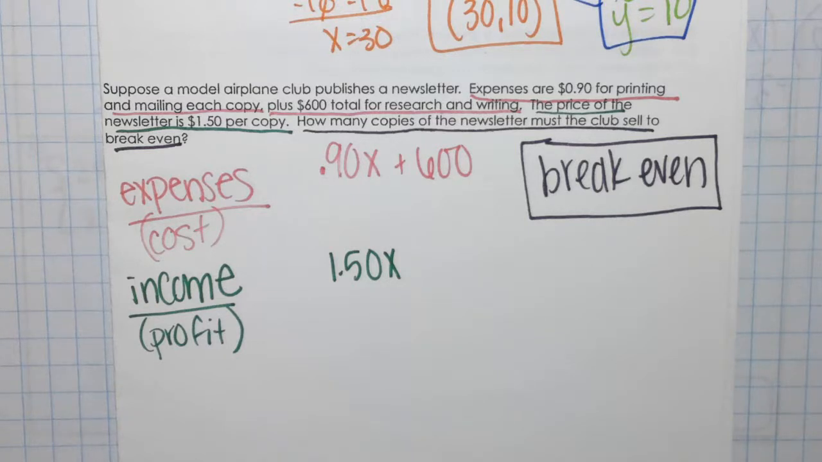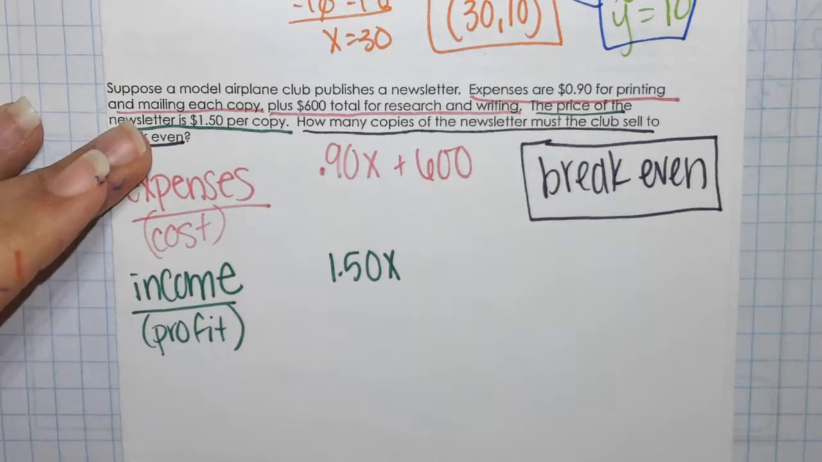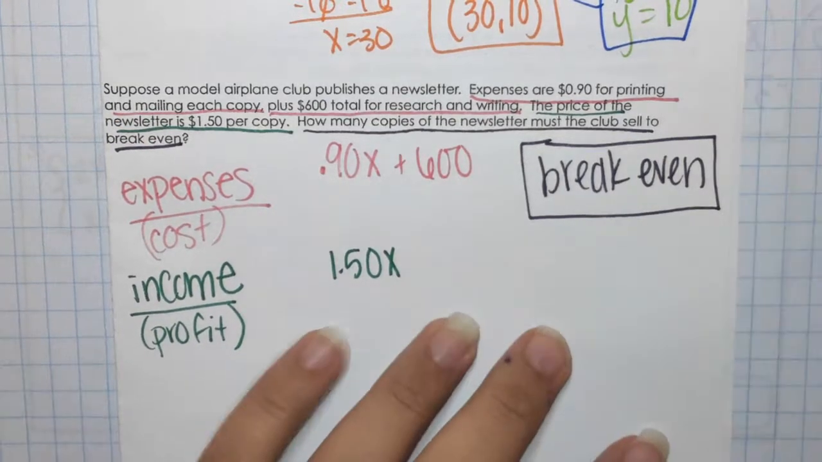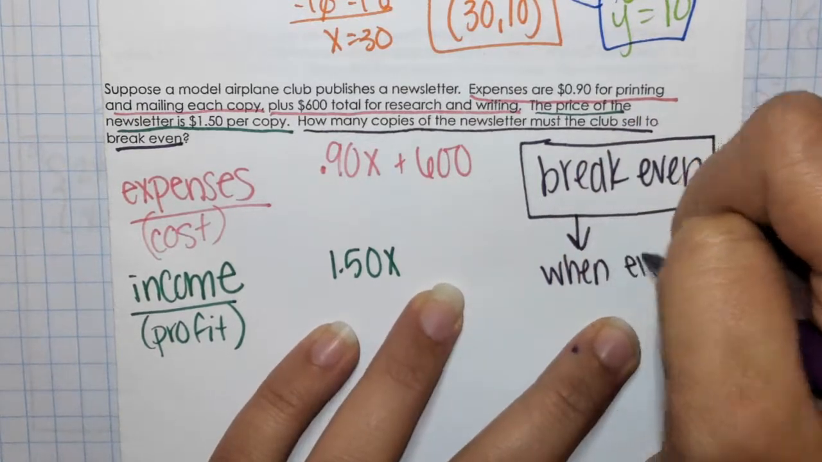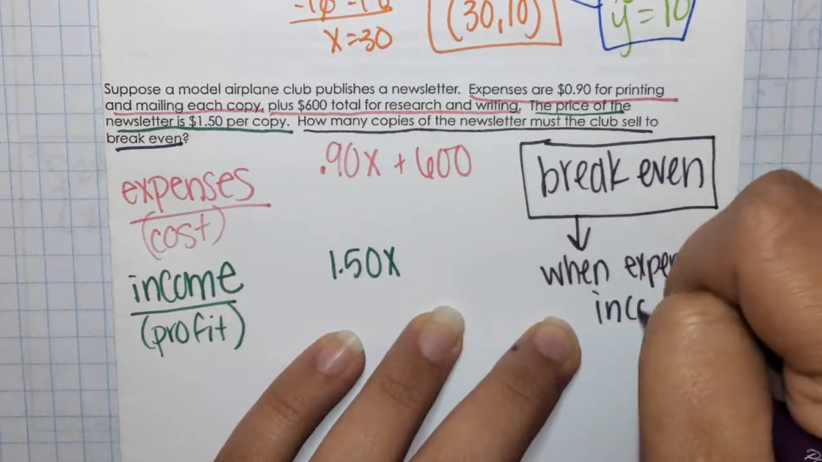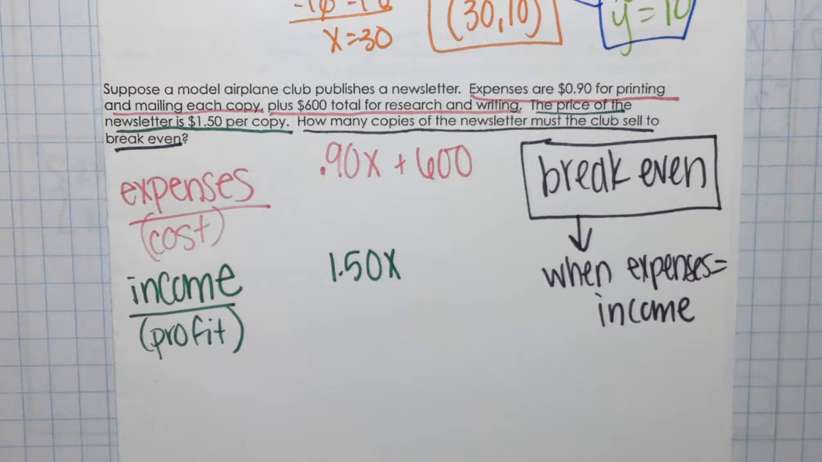Y'all don't know what break even means? Y'all, this is like a life lesson. This is something you need to know to exist. So make it equal. Why do we want to make it equal? Because it said break even. So I want to break even, which means when the expenses equal the income. So that means when it balances out, when they are the same thing, when it equals.